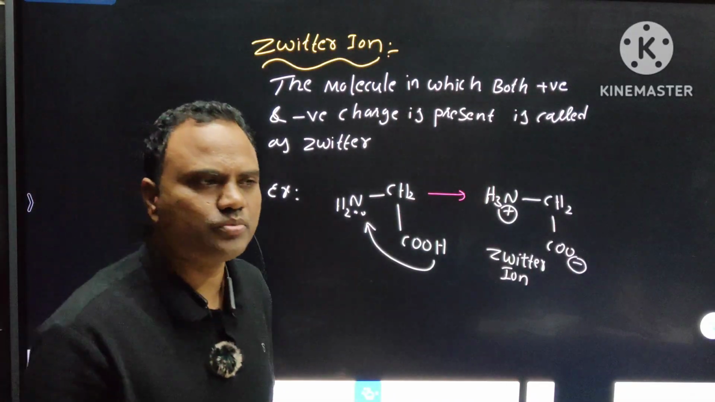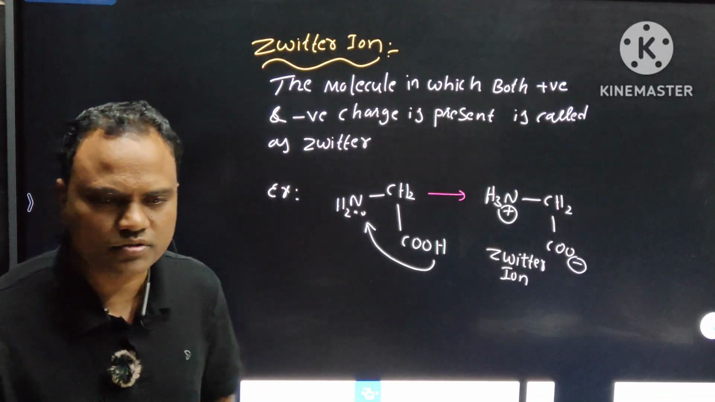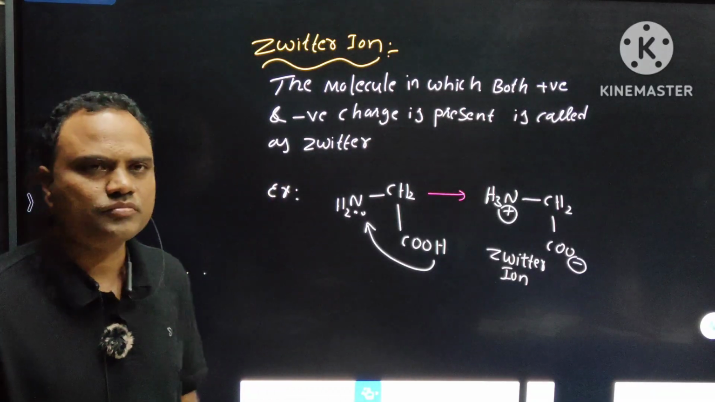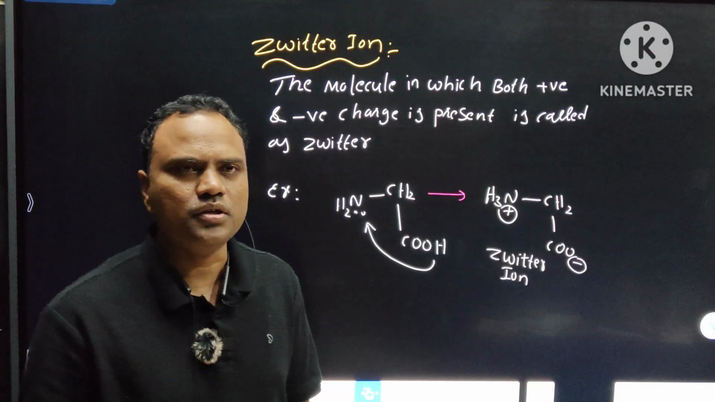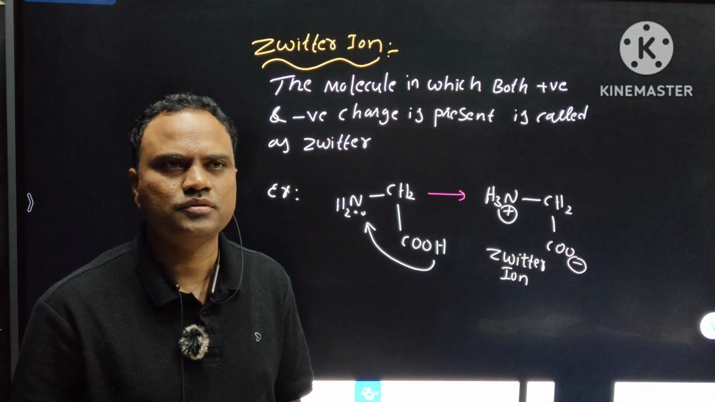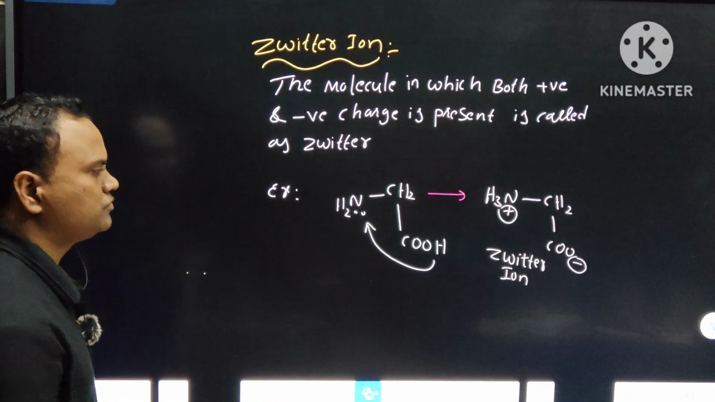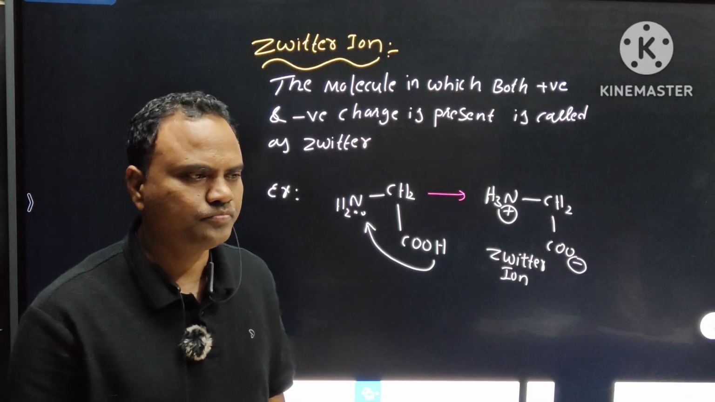Which compounds form Zwitter ion? Amino acids. Amino acids form Zwitter ion. Okay. Online students, are you following, all of you? Right.